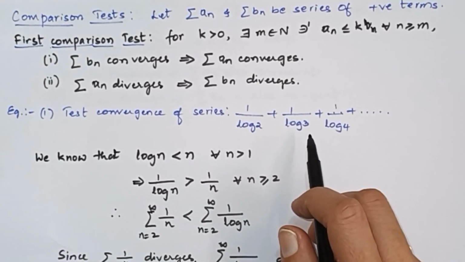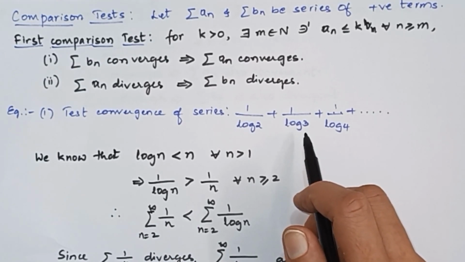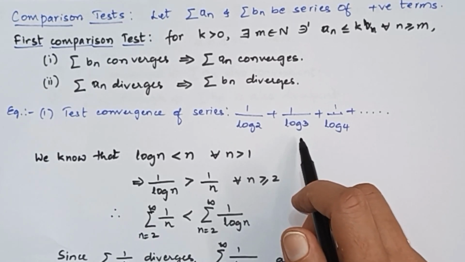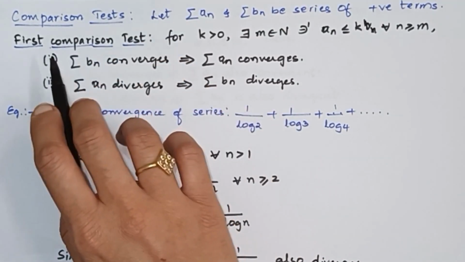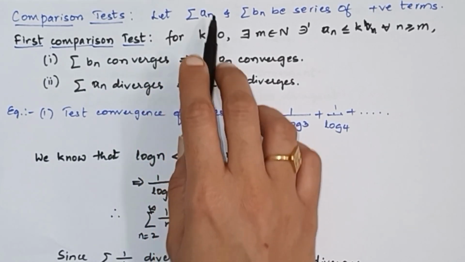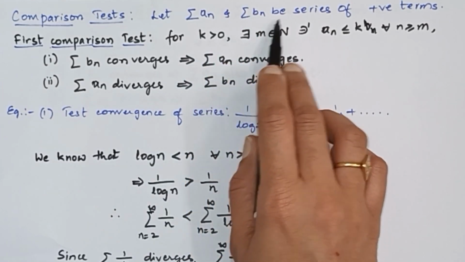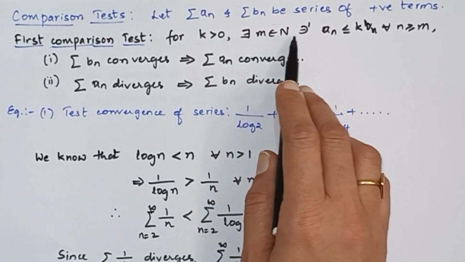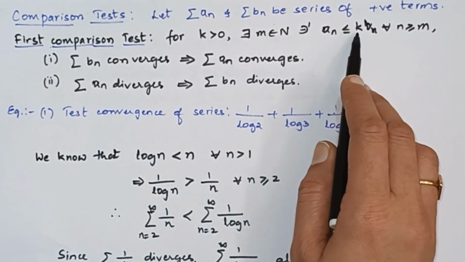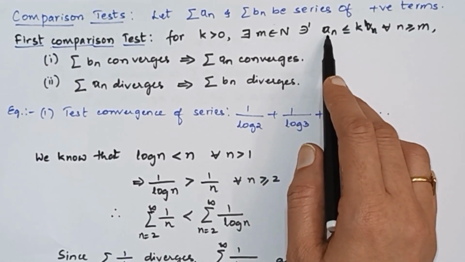Therefore, the P series test and the geometric series test are the basic series tests to be conducted first. If you can't determine the behavior of the series using those, then you have to go with some other test, that is, the comparison tests. The first comparison test says that you need two positive term series. I have taken here summation an and summation bn. These are series of positive terms. Then for any k greater than 0, there exists m belongs to N such that an is less than or equal to k into bn. The terms of the second sequence are bigger than the terms of the first sequence.